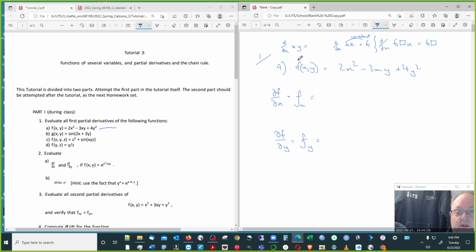Okay? So we just do it term by term. So all that would be is y remains. 6 remains, 6 squared remains, y remains. So in this one here, with respect to x, we come to the first term in the expression. 2x squared is going to become 4x.